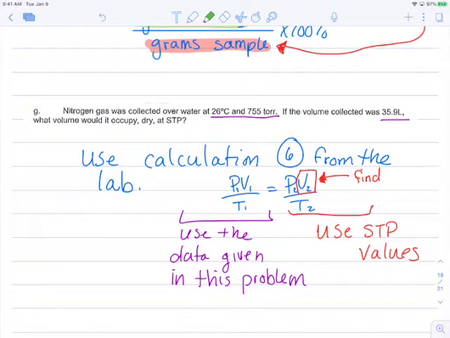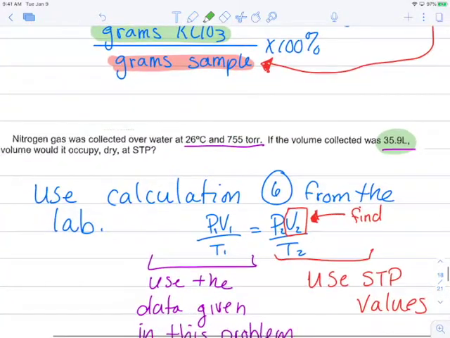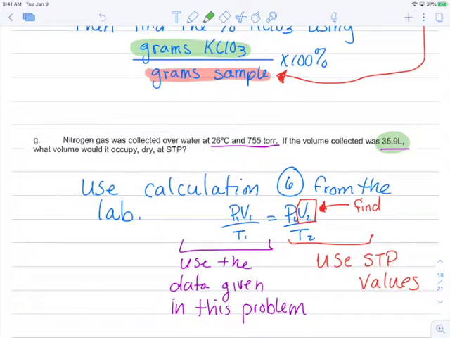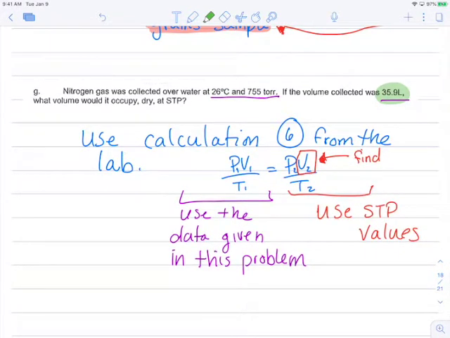So here we have nitrogen collected over water at 26 degrees Celsius and 755 torr. The volume collected is right over here, 35.9 liters. What volume would it occupy dry at STP? All right. So here you're using the calculation in 6 from the lab. So same calculation that you did for the lab, and now you're using it here.